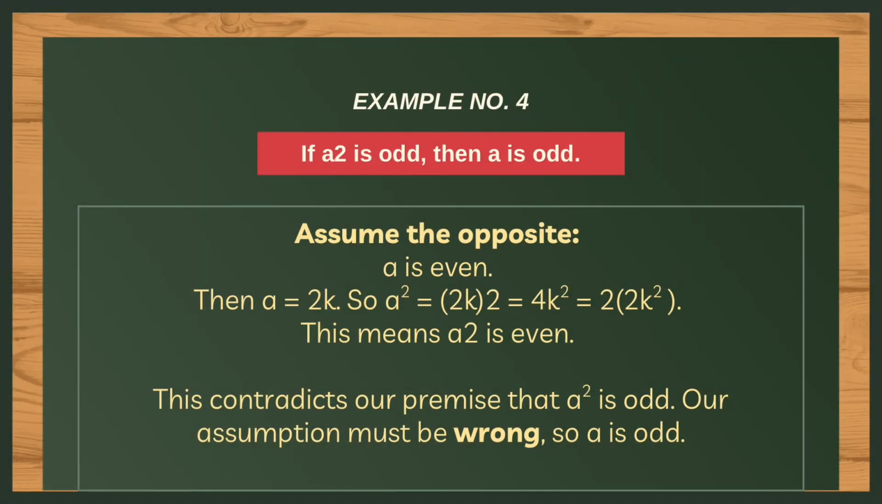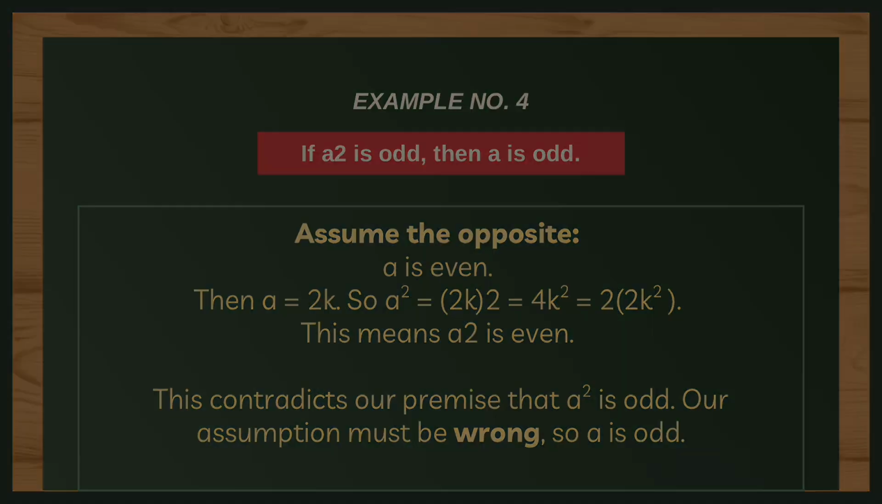Example number 4. If a² is odd, then a is odd. Assume the opposite. A is even, then a = 2k. So a² = (2k)² = 4k² = 2(2k²). This means a² is even. This contradicts our premise that a² is odd. Our assumption must be wrong, so a is odd.